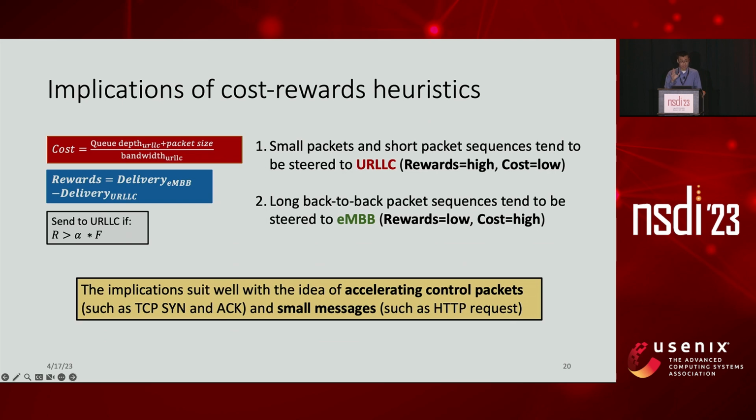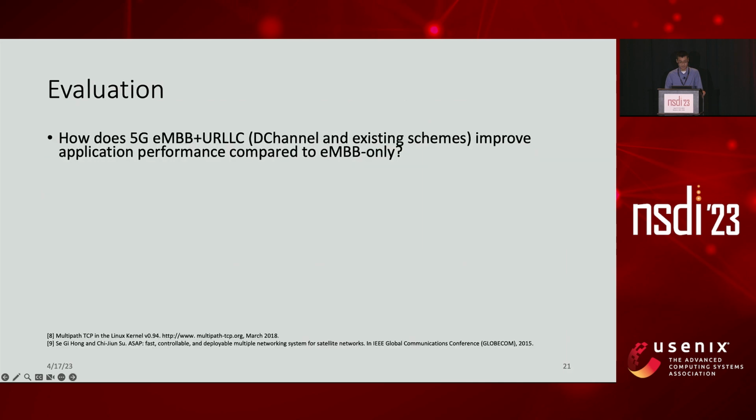And the implication of this steering policy is that it suits well with the idea of accelerating only control packets, such as TCP SYN and ACK on HTTP-based traffic, and small messages, such as HTTP requests. So in the evaluation, this is the main question that we want to answer: how does combining both channels improve the application performance compared to eMBB only? And I tested existing schemes on MPTCP.